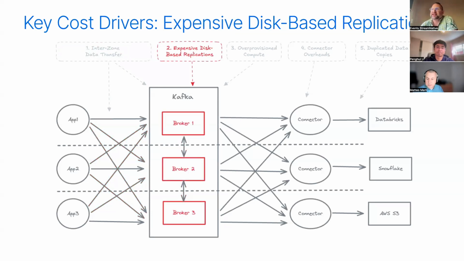If we can go on to the next cost driver, the expensive disk-based replication. Yes. So essentially what's happening here is that you're storing the data 3 times in Kafka because of how the replication is set, and you're going to end up with 2 guaranteed copies, but you have to write 3 copies. And so you have to provision the storage to be able to store this data 3 times.